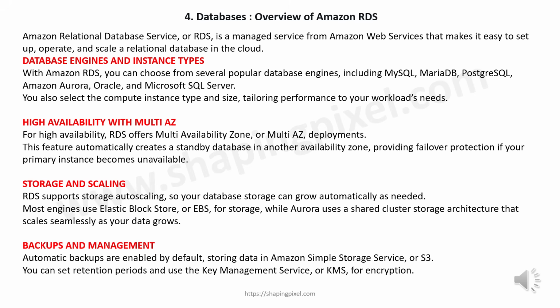Automatic backups are enabled by default, storing data in Amazon's Simple Storage Service, or S3. You can set retention periods and use the Key Management Service, or KMS, for encryption. Manual snapshots and Aurora's backtrack feature offer additional recovery options.